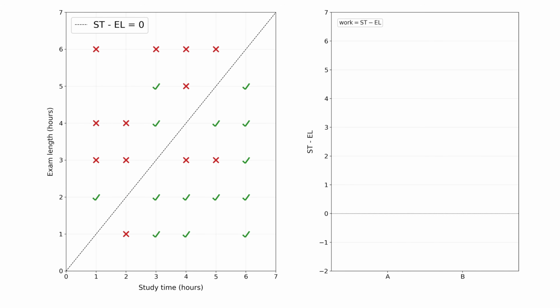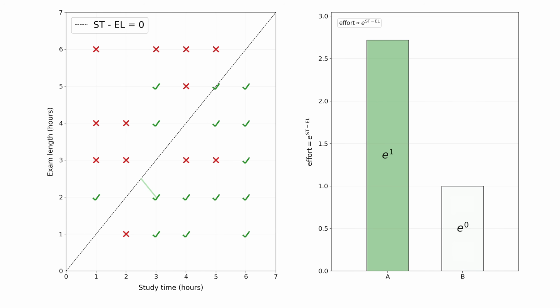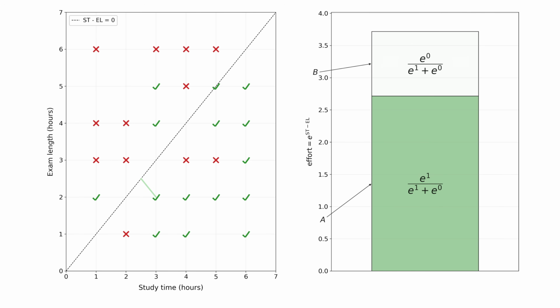To get the probability student A will pass, we calculate the work they did by taking the difference between study time and exam length, then convert it to effort using the exponential function. And finally, create a probability as how much more effort they put in compared to the bare minimum.